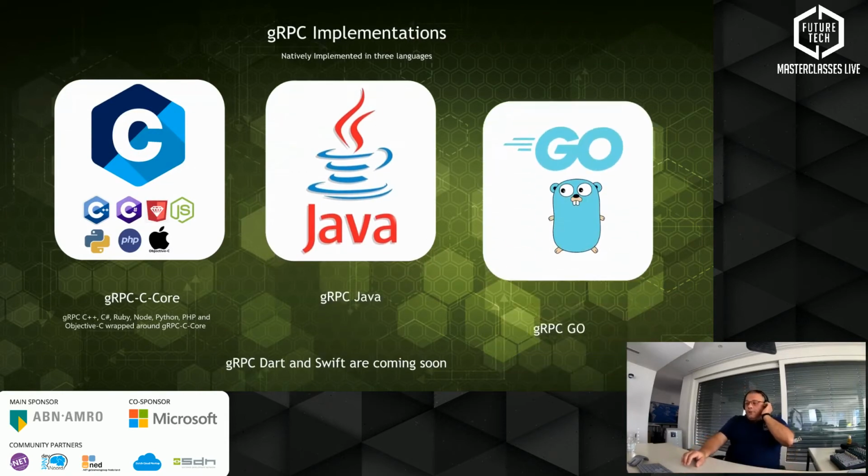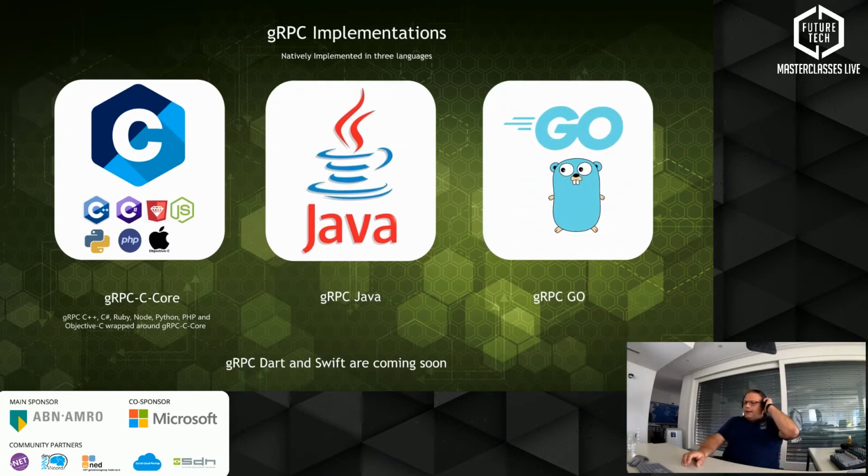So another very important aspect of gRPC is that it's natively implemented in lots of languages. We have main implementations in C, C++, Java, and Go. And then from the C, C++ implementation, we have C#, Ruby, Node, Python, PHP, Dart, Swift, lots of implementations. So this really means that we can create applications that are interoperable and can communicate with each other. Different operating systems can interoperate and communicate with each other.